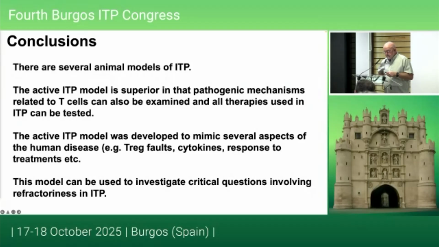The active ITP model was developed to mimic several aspects of the human disease. They have Treg defects, cytokine production defects, and they respond to treatments very similarly to how humans respond. So I think that this model really can be used to investigate critical questions involving refractoriness to ITP. And I'd be willing to discuss this with you.